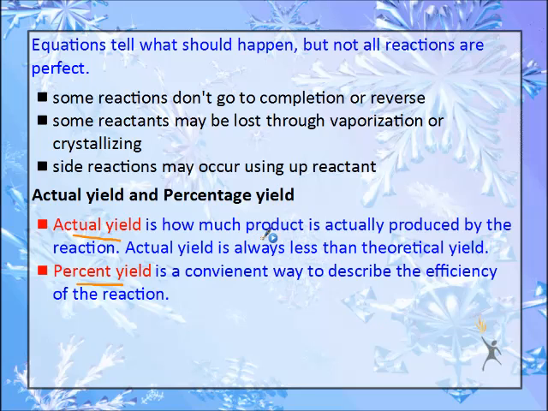Actual yield tells us how much is actually produced. It's always less than theoretical. Okay, when you're figuring these out, think about that. You can't make more than you can possibly make. So actual is always less than theoretical.